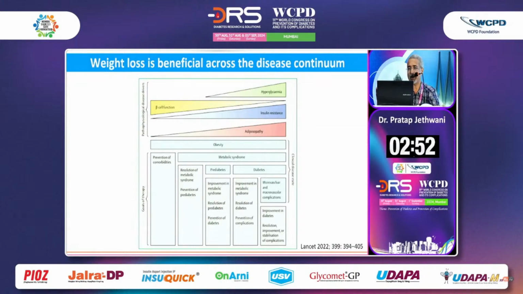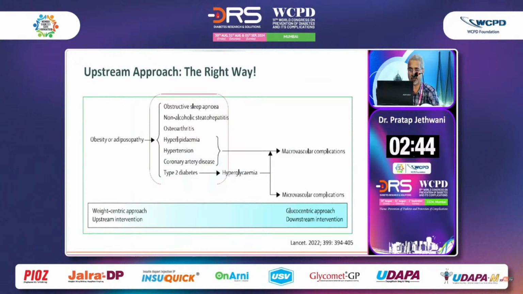So this is weight loss. This is beneficial across the disease continuum, be it early diabetes, pre-diabetes, or late diabetes. If you achieve weight loss, that is going to provide benefits. And therefore now this is the way you have to treat obesity and diabetes.